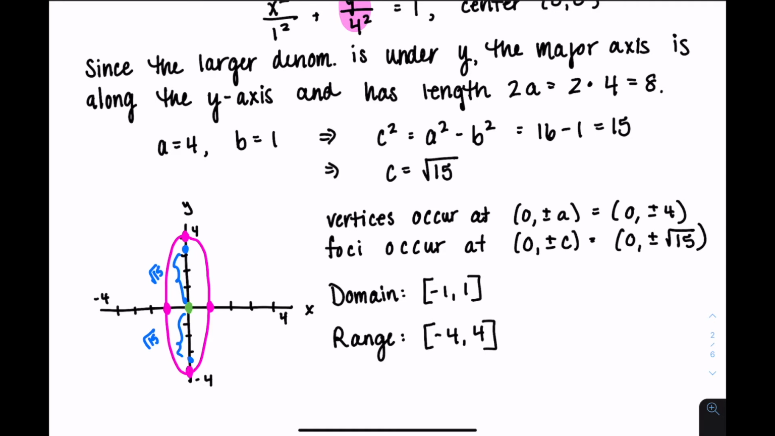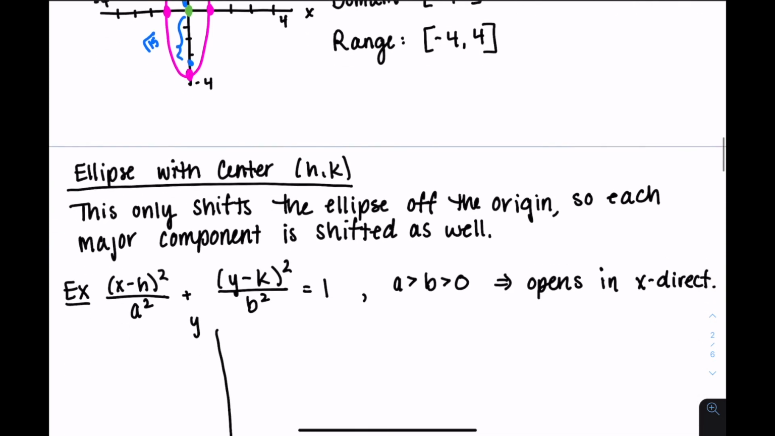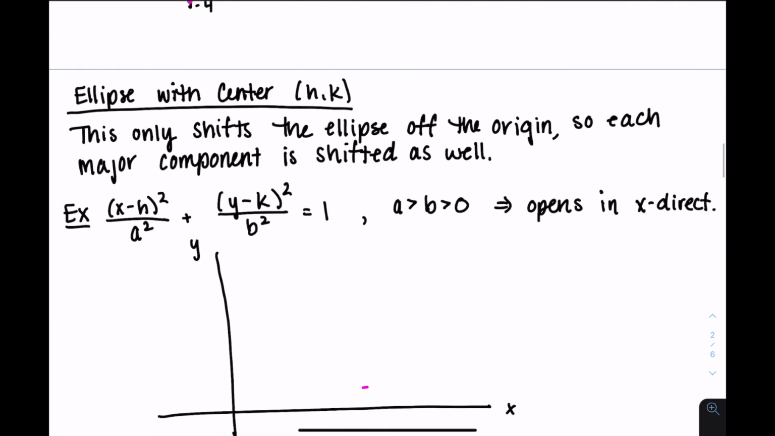Okay. So now we're going to go ahead and shift that center. I want to move it to (h, k). All that's going to do is shift every single component. It doesn't change how you find your value of c, and it doesn't change how you go about the process. You always plot that center. You go up and down what's underneath y, left and right what's underneath x. Your equation to find the value of c is still the same. To actually find the foci, you go up and down that distance of c, or left and right, depending on where the major axis is.